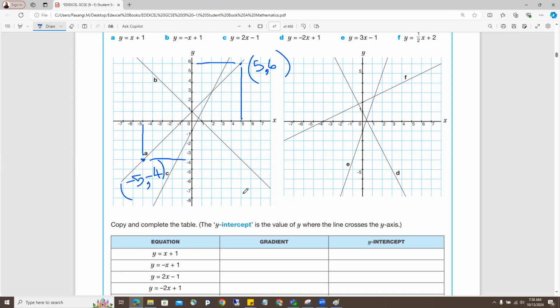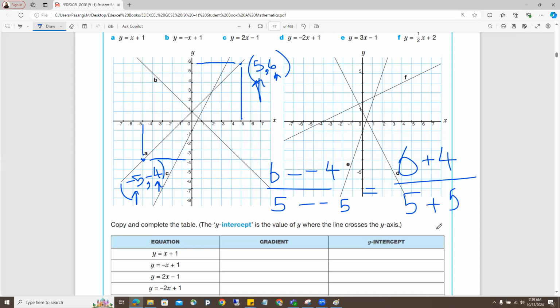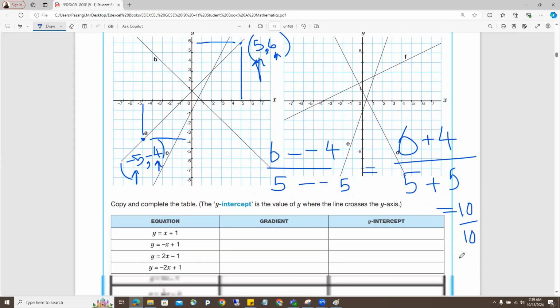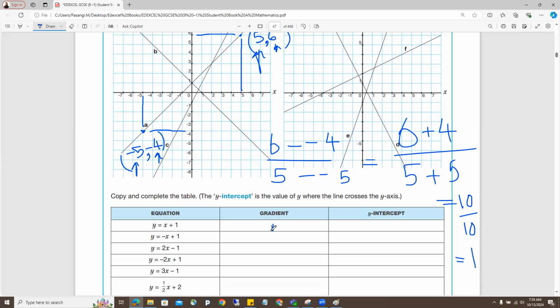Now what we have to do to find out the gradient. The difference of the y coordinates should be divided by the difference of the x coordinates. So 6 minus minus 4 should be divided by 5 minus minus 5. 6 minus minus 4 means 6 plus 4, divided by 5 minus minus 5, which means 5 plus 5. That is 10 divided by 10, which equals 1. So the gradient is 1.